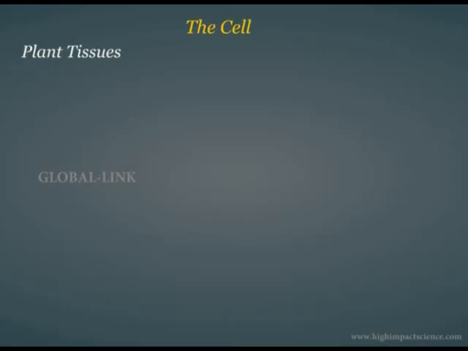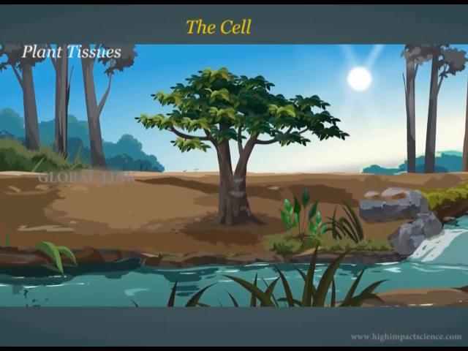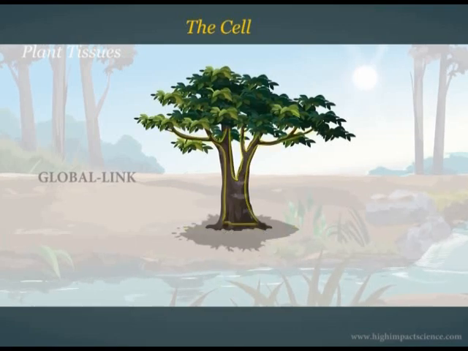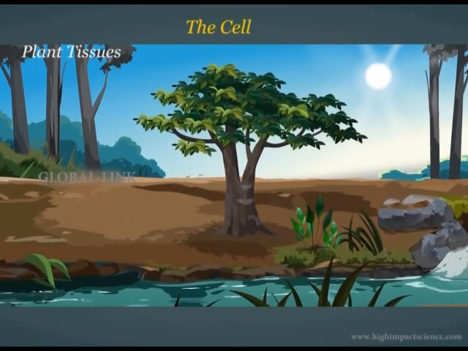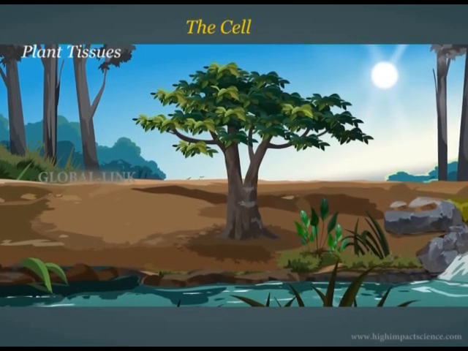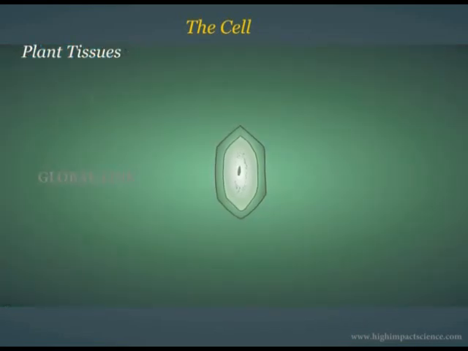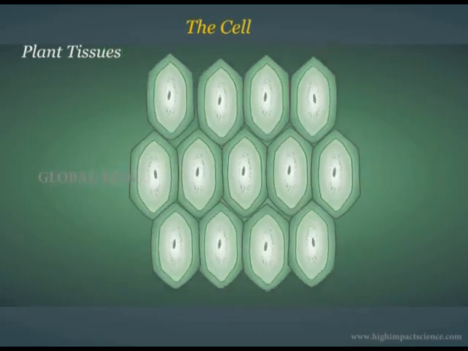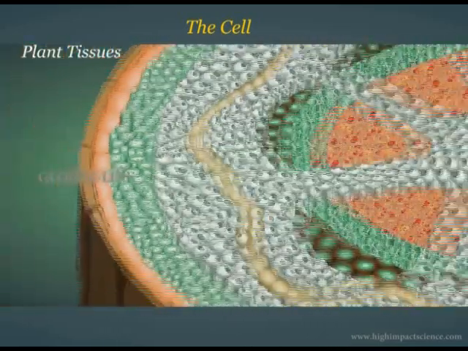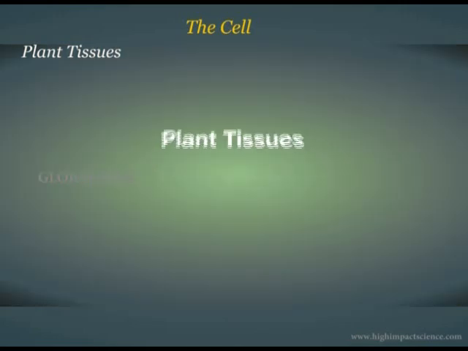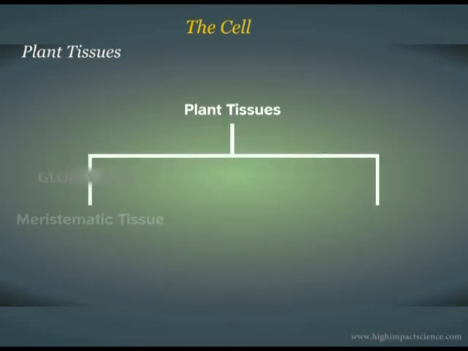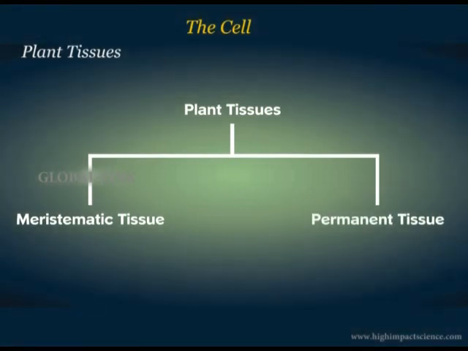And now plant tissues. Plants are composed of three major organs: roots, stem, and leaves. These organs are made up of various tissues that perform different functions. A large number of specialized cells form a tissue. Plant tissues are characterized and classified according to their structure and function. The two basic types are meristematic and permanent tissues.